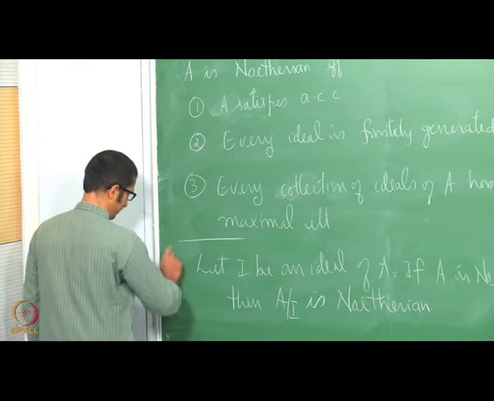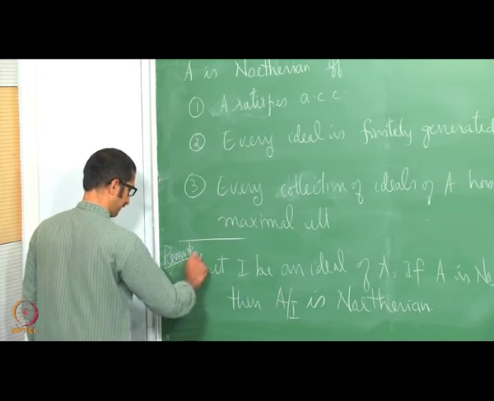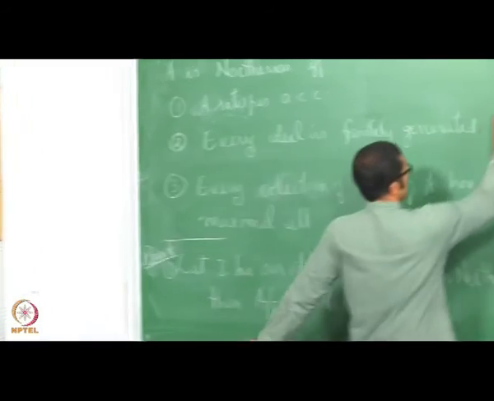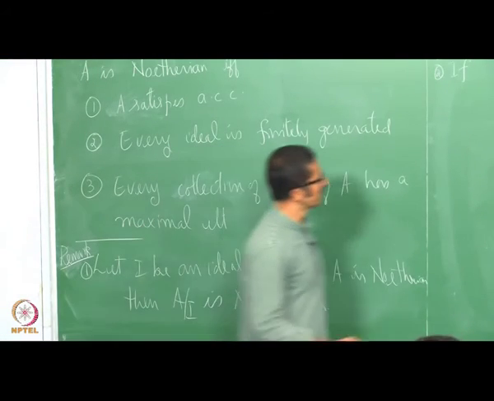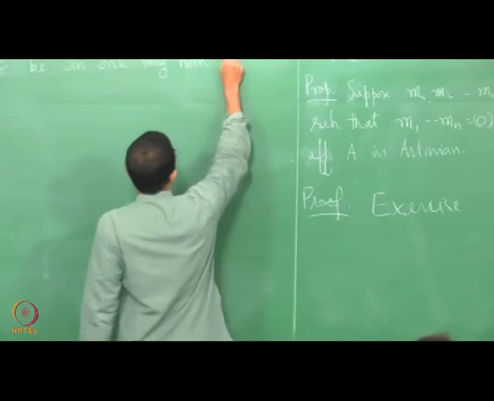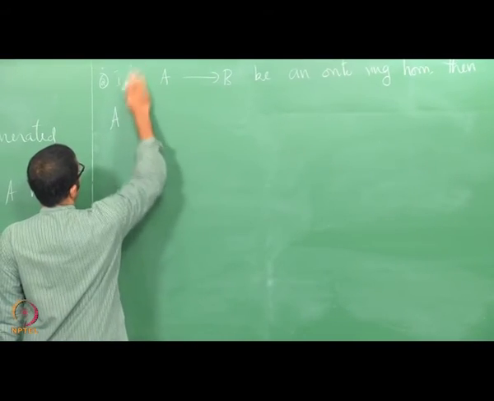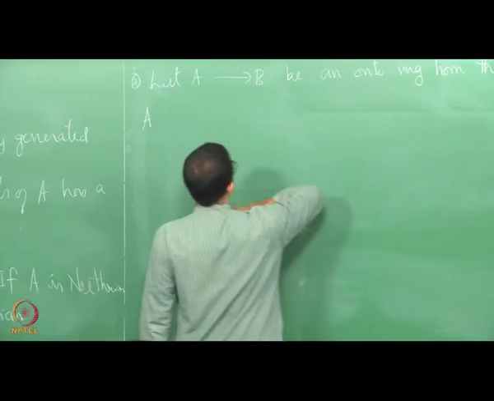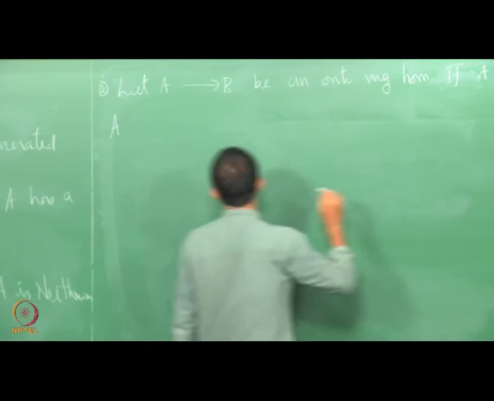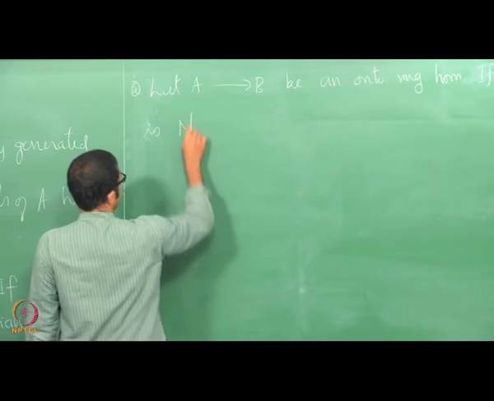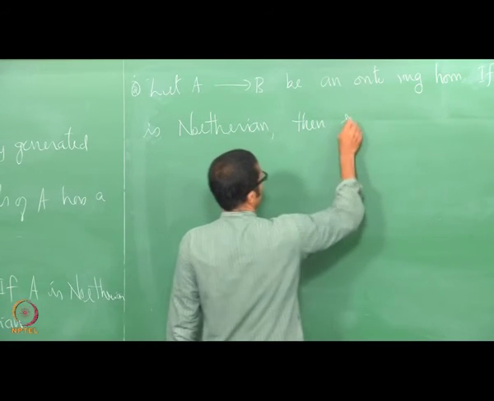Property 1 maybe, or observation, remark, whatever. As a corollary of remark 1, one can say, let f: A → B be an onto ring homomorphism. If A is Noetherian, then so is B.